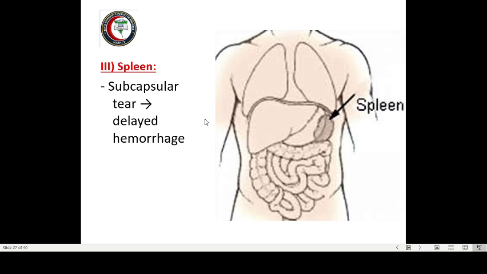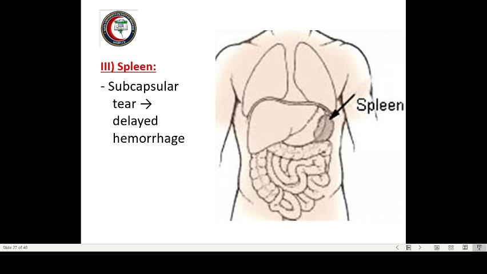I want you to be very careful with the spleen and liver. We have a specific injury to the spleen and liver. Spleen and liver share common characteristics. They are highly vascular organs. They lie nearly in the same position in the abdomen, subdiaphragmatic, and they have a tough capsule which encloses them.